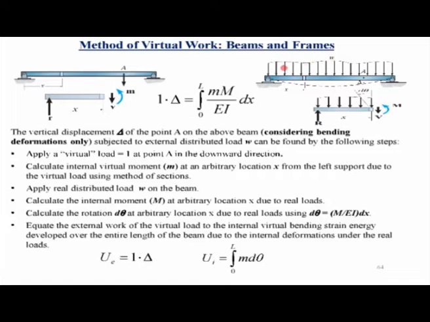Then you apply the real loads or the external loads on that beam and you calculate the internal moment at any arbitrary location x due to the real load. So first of all, you calculate the moment due to the virtual load at any section x from the support, and then you calculate the moment capital M at any section x from the support. Now the deformation of a small element due to the moment from the actual load is given by, if you recall, M dx over EI. So that is the deformation d theta.